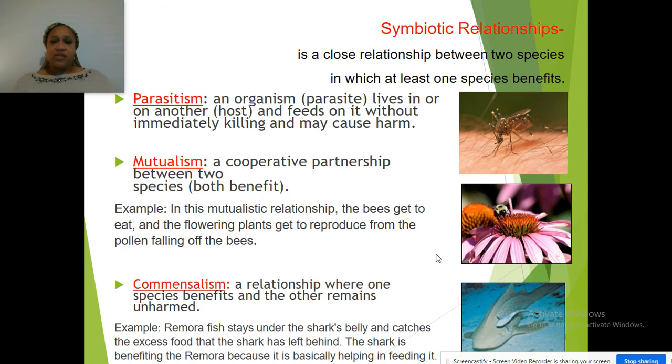Then you have what is called symbiotic relationships. These are those close relationships between two species in which at least one will benefit. So we're going to look at some just to make sure that we understand this. I'm sure everyone knows what a mosquito is. If you don't, well, let me tell you, they're disgusting, they're aggravating, and I'm surely not benefiting when they bite me.